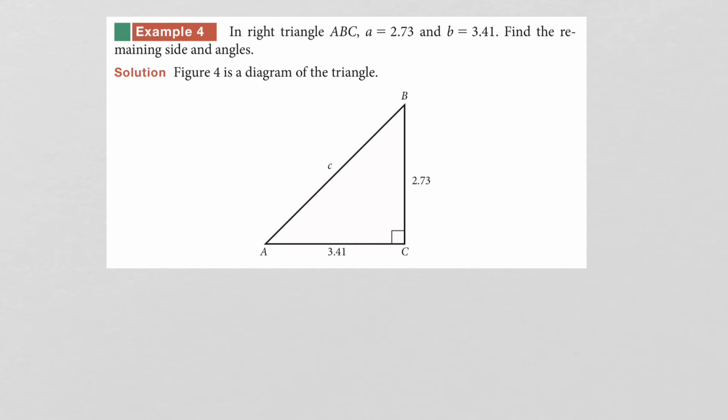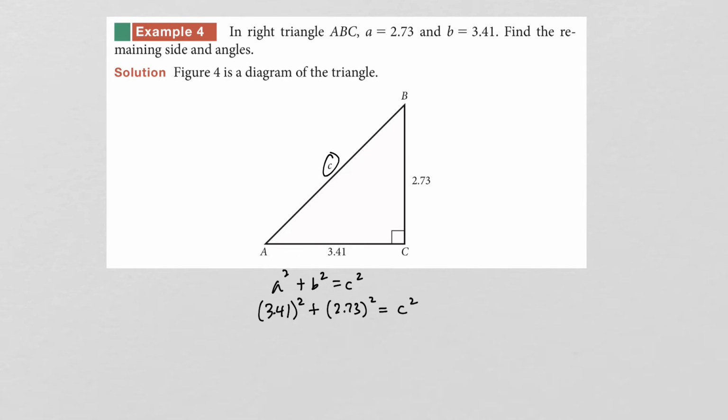In this example, we have right triangle ABC with side A being 2.73 and side B 3.41. We want to find the remaining sides and angles. So first, we know we can use the Pythagorean theorem to find side C. We know that A squared plus B squared is equal to C squared. And we know that side A is 3.41 and side B is 2.73.